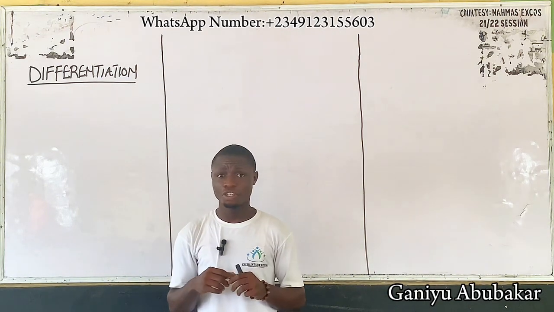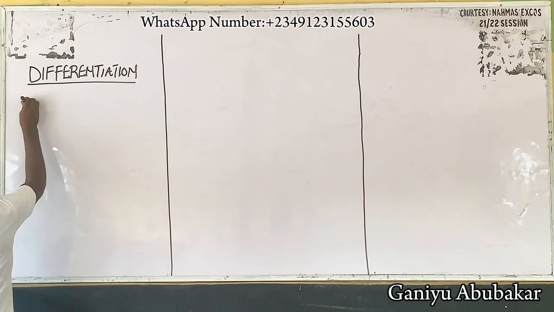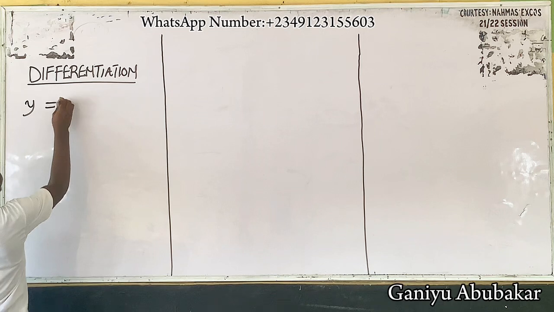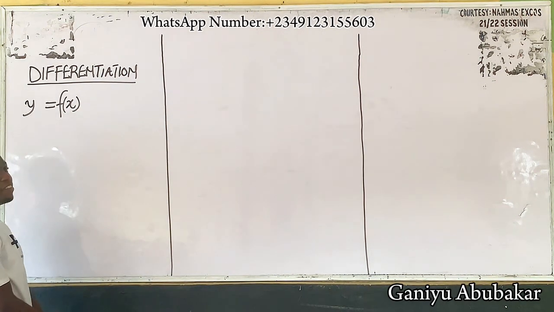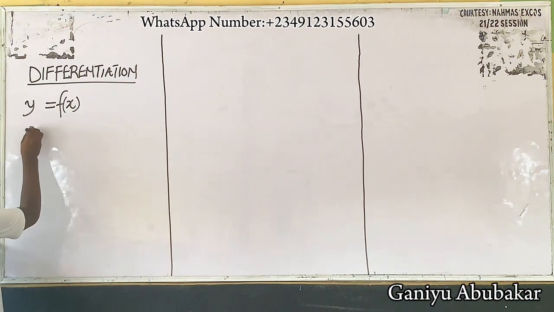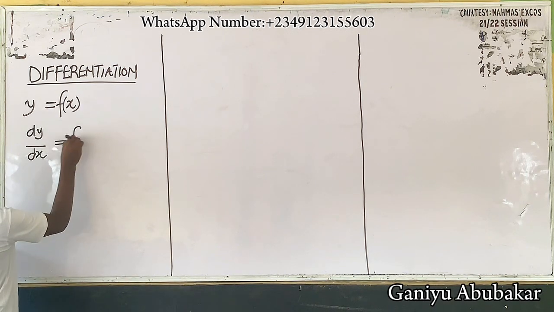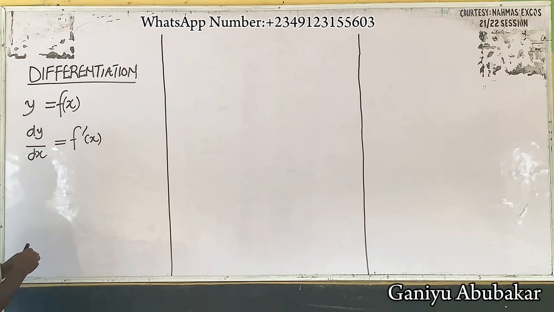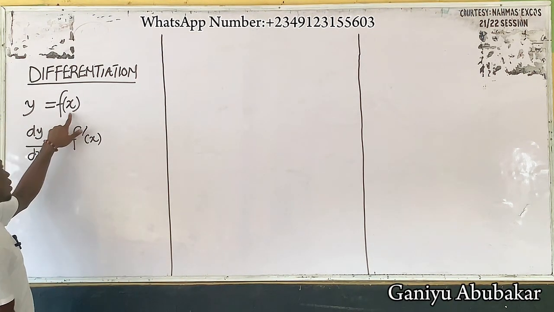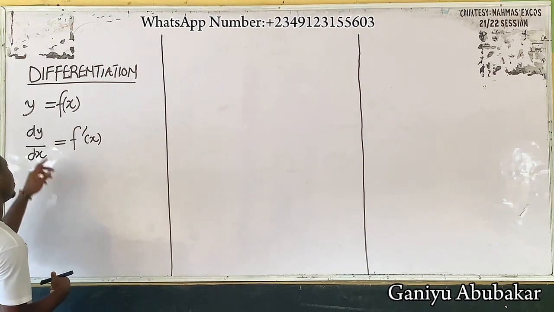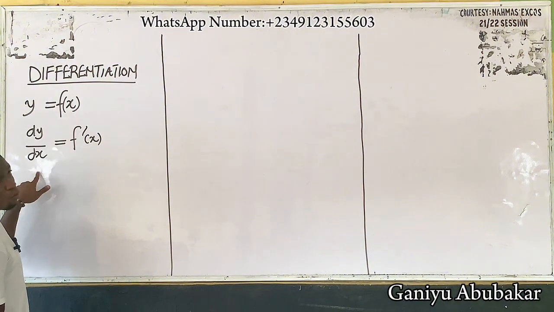of differentiation. By illustration, let's say I have y equal to f of x. So my first derivative here becomes dy over dx, which is equal to f prime of x. So here is the concept. If I have y equal to x, it means that the change in y with respect to x becomes dy over dx.